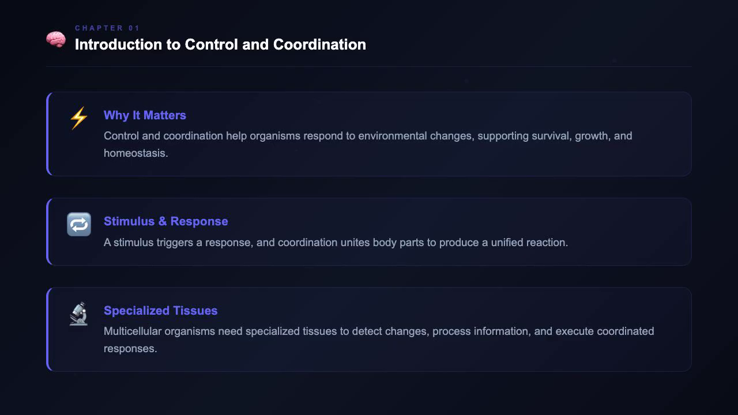There are two main types of movement: growth-dependent and growth-independent. Control and coordination serve key purposes: detecting environmental changes, processing information, and executing coordinated responses for survival. In multicellular organisms, specialized tissues are required for these functions to work properly.